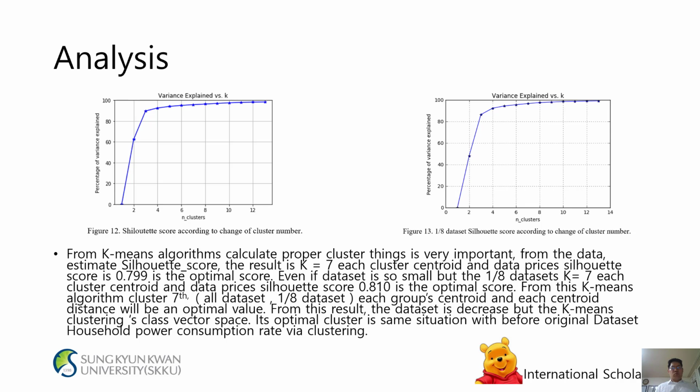Even if the dataset is small, for the A/1 dataset k equals 7 too, and the silhouette score is 0.810, the optimal score. From this k-means algorithm, with 7 clusters, for the A/1 dataset each centroid and each centroid distance will be optimal. From the result, even though the dataset decreases, the optimal cluster in the k-means vector space is the same as before for the original household power consumption dataset.